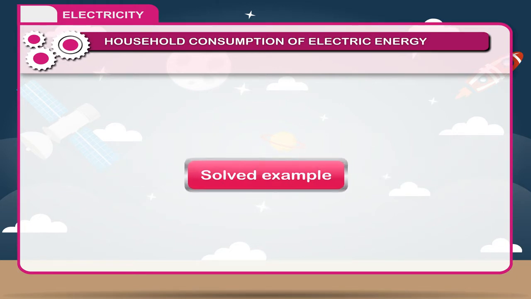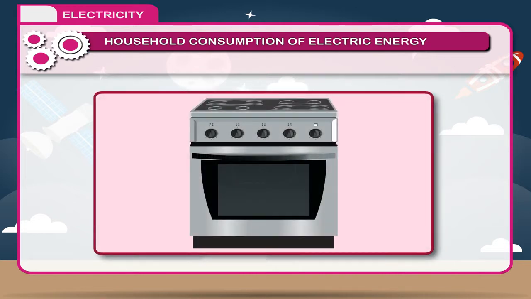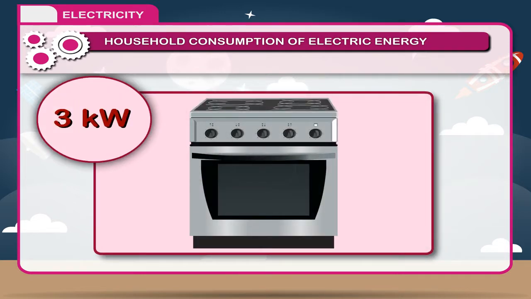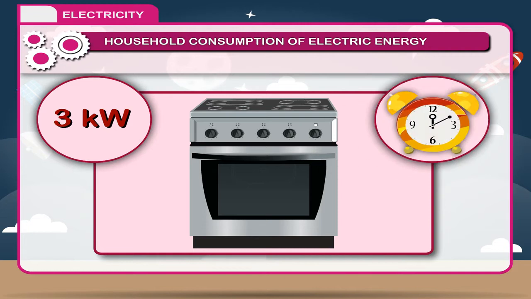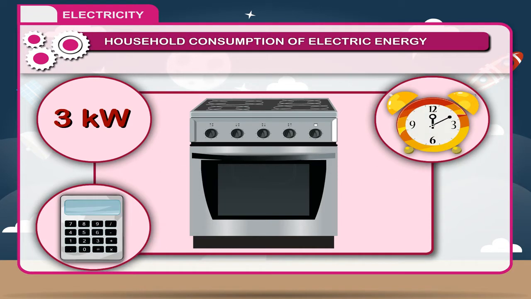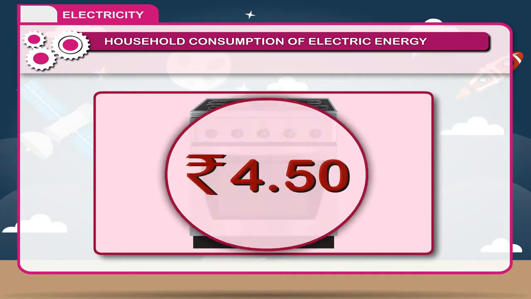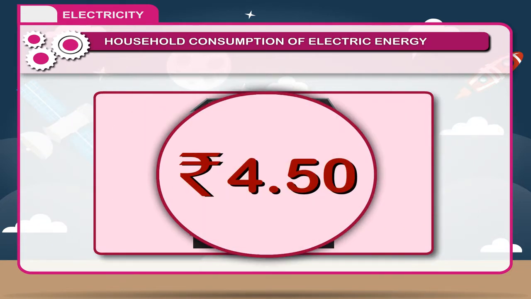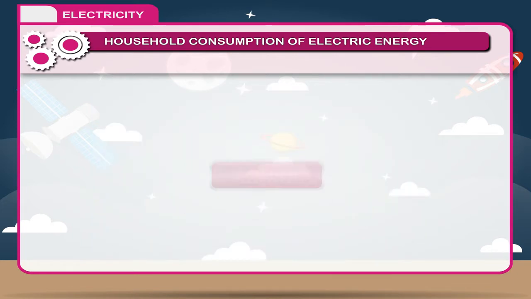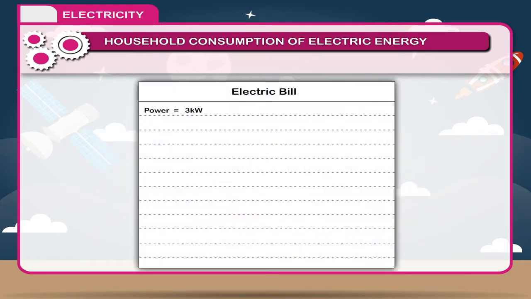Solved example. If an electric current of power 3 kilowatt is used for 2 hours each day, calculate the electrical energy consumed for 30 days. If the cost of electricity is 4.5 rupees per commercial unit, find the total cost. Solution. Power is equal to 3 kilowatt. Time is equal to 2 hours.